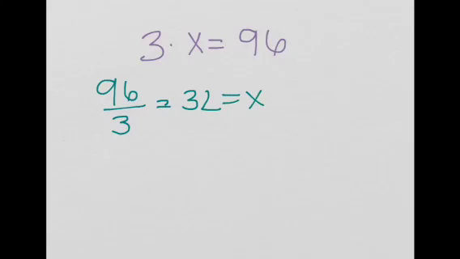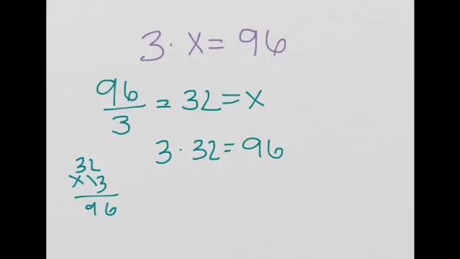But let's just check. Let's do 3 times 32. What's that equal to? Well, let's do that quickly. 32 times 3 is equal to 96, and so it works. So x is equal to 32.